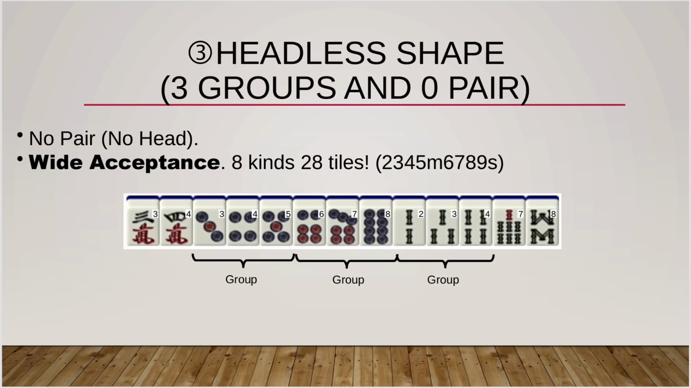Headless shape. The headless shape, as the name suggests, is a form without a head, consisting of 3 groups and 0 pairs. For example, this hand is headless shape, which has 3 groups and 0 pairs. The characteristic of the headless shape is its wide acceptance, which in this hand allows for accepting 28 tiles.